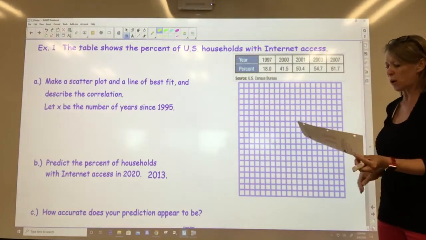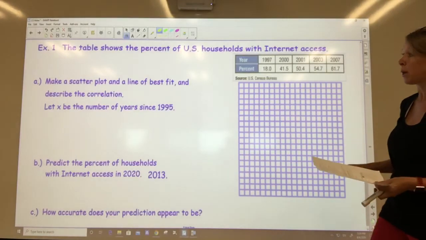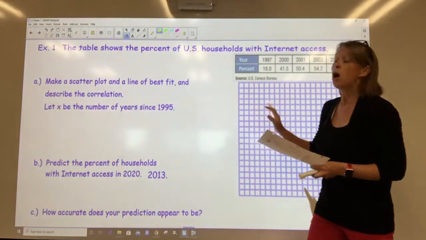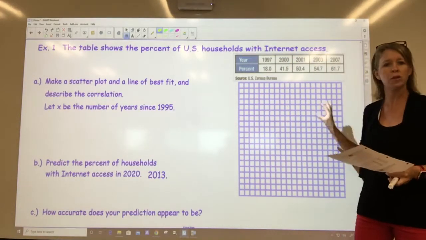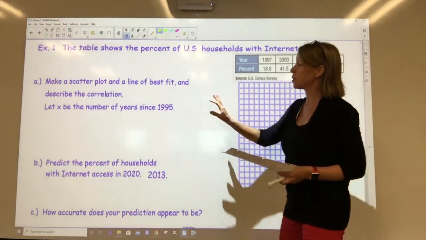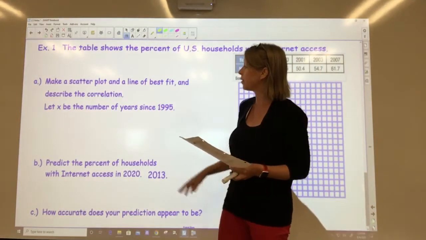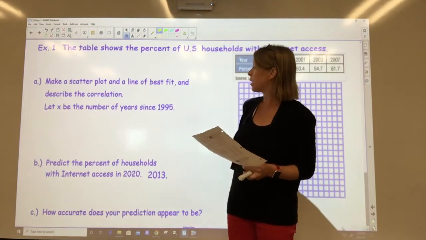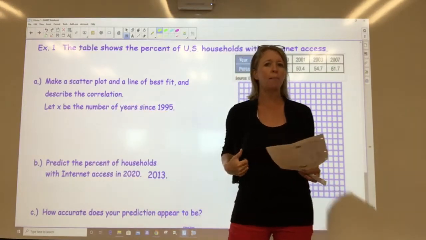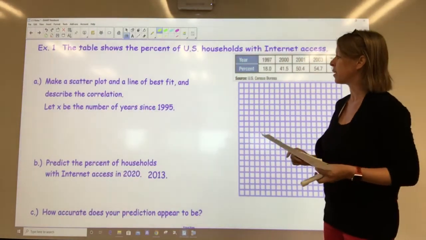So the first question is, it wants us to make a scatter plot, and we're just going to make the scatter plot on our calculator. So we're not going to graph this over here or use this. We're just going to make the scatter plot on our calculator, and then we will make a line of best fit, and we will describe the correlation. So let's start with making the scatter plot.